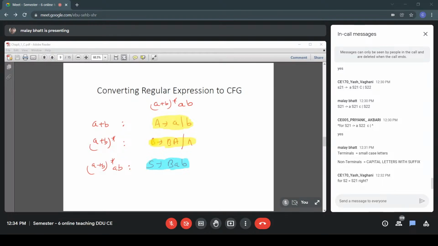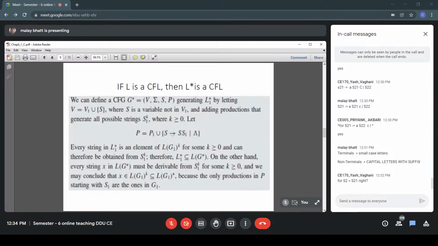So we are using the same concept as the previous theory. If L is any language, then we can get L star. We are using this extra rule: S gives SS1 or null. So here we are writing B gives BA or null, right? Because we are considering L star, where L is your A plus B. So L star is B gives BA or null. This is how we are getting the L star.